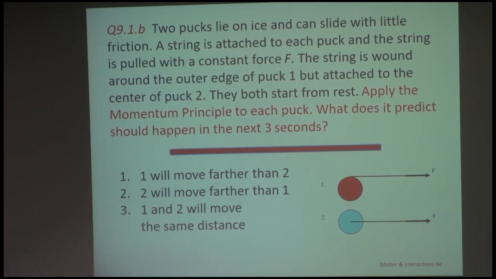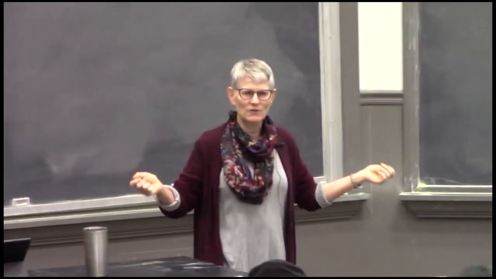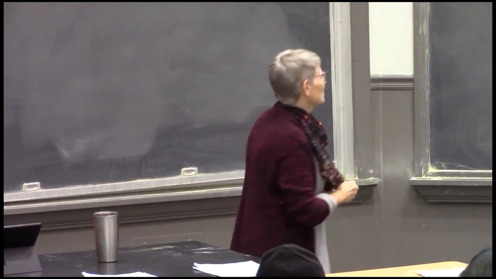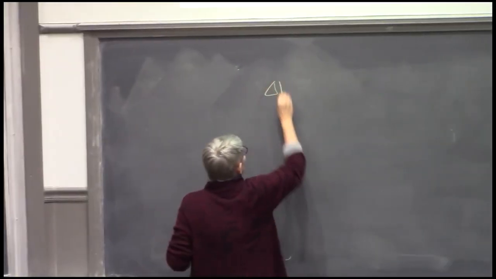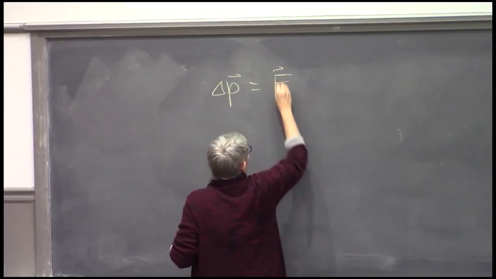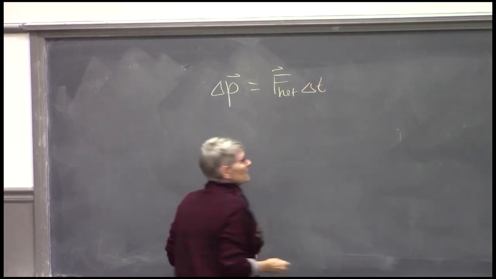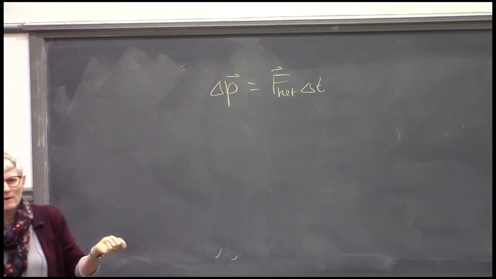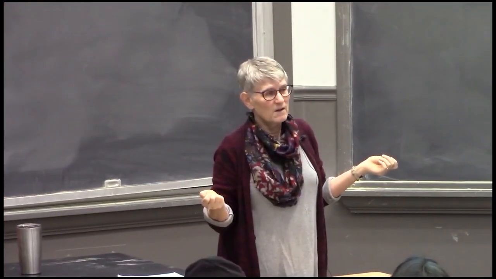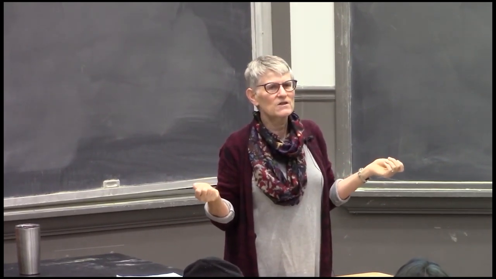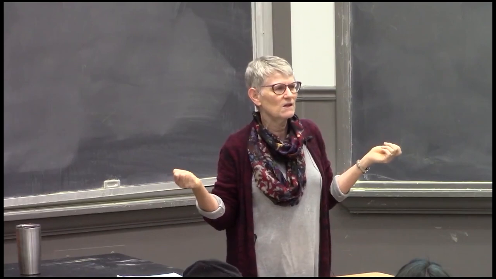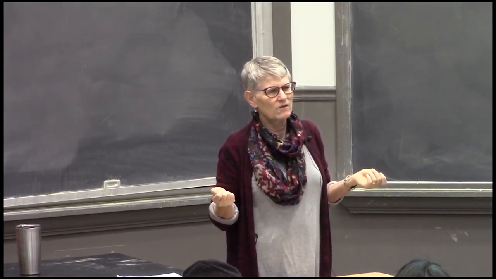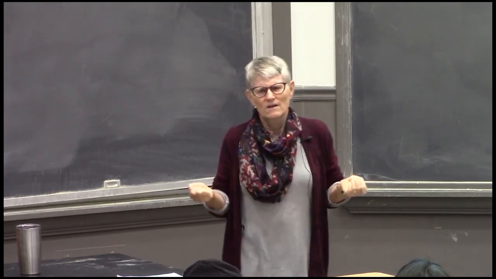So what does the momentum principle tell us? Yeah, the momentum principle says they should move the same distance, doesn't it? Because if delta P is F net delta T, the change in momentum, with the same force applied to each one for the same time, the change in momentum ought to be the same for each time interval. So by 3 seconds, they should be going the same speed at every point, so they should move the same distance. That's really odd. Is the momentum principle wrong?